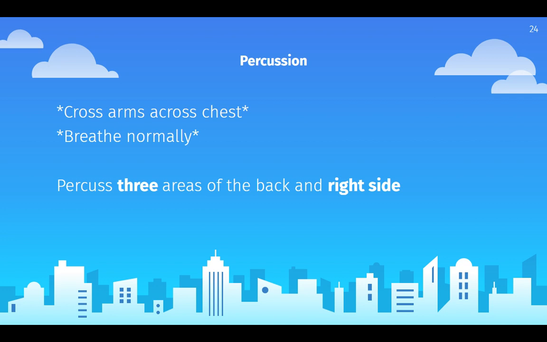You don't need to percuss a million areas on the back. You need to percuss 3. So 1, 2, 3. And you don't need to do both the left and right side. You only need to listen to the right side. Why don't we listen to the left side? Because there's only 2 lobes there, and so you're not really hearing anything extra.